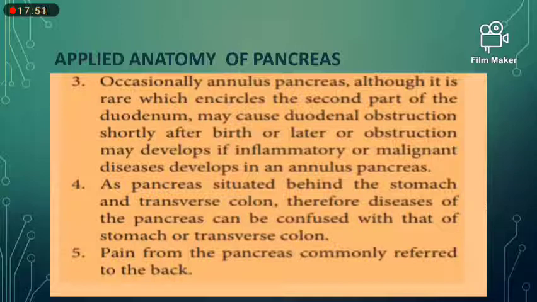Then occasionally there is an annulus formation, something like a ring around the duodenum. It is mainly due to cancer. The obstruction may occur shortly after birth, or later obstruction may develop from inflammatory or malignant disease developed in an annular pancreas.